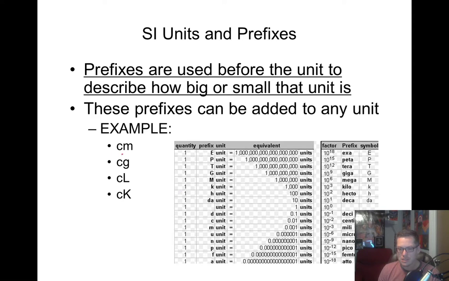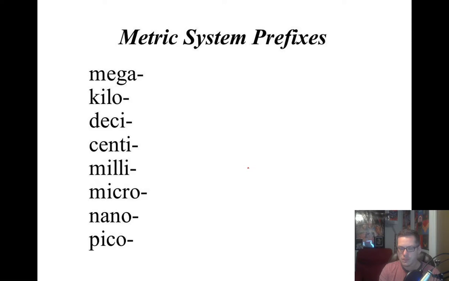Okay, so the lowercase c here tells us that we're talking about centi over here. See the centi? So this is saying centimeter. And then centigram, centiliter, centikelvin. All right, and what that means is that we're talking about a unit that's 10 to the minus 2nd of whatever unit we're talking about. All right. So here are the ones that I would like you to have memorized.